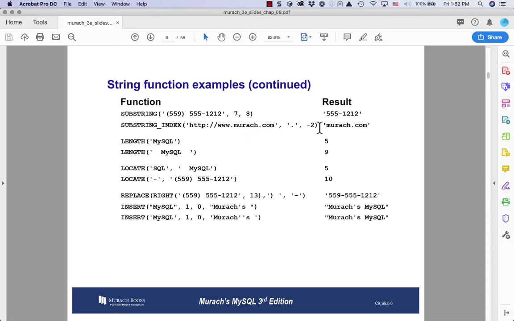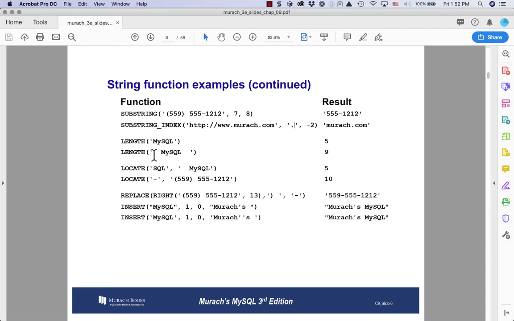Okay, so the negative, start from the right side. A positive value in the third argument here, start from the left. Okay, pretty cool. I like that one. Let's look at length.